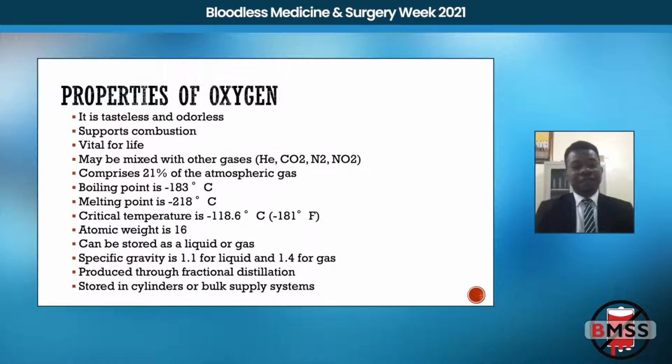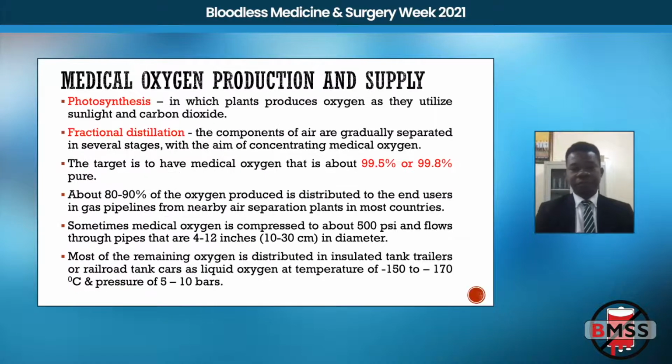There are several properties of oxygen we are all aware of. For example, oxygen is tasteless and odorless and is vital for life. It comprises 21% of atmospheric air, and the boiling point is about minus 183 degrees centigrade. The atomic weight is about 16. It can be stored in cylinders or a bulk supply system.